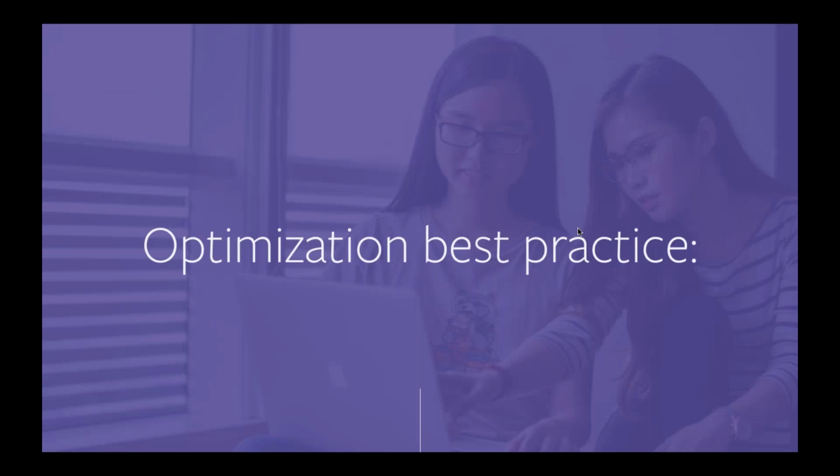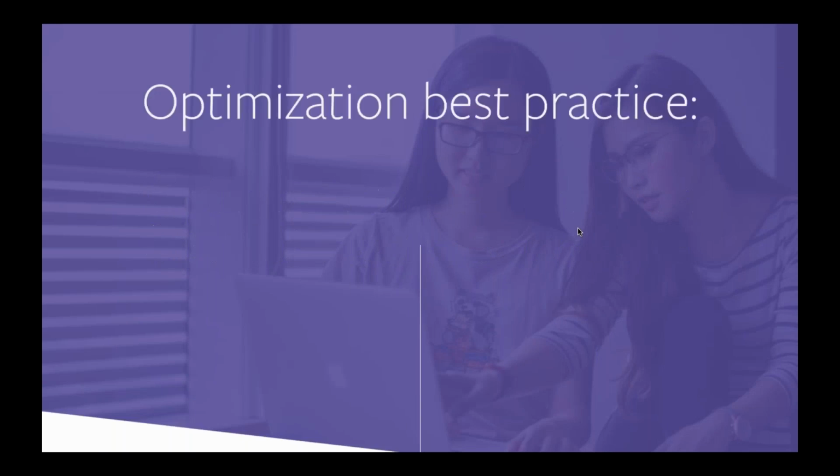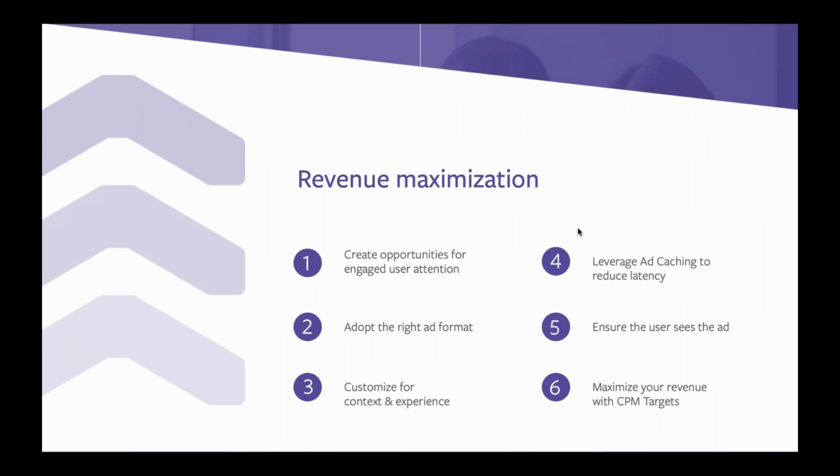So before we move on to the next topic, I know we've covered a lot so far, so please take a moment to recap on these strategies. The first, create opportunities for engaged user attention. So know the ad flow types and properly implement when to show them in your app journey. You want to adopt the right ad format. You want to always choose the format carefully to ensure that user experience is positive and that it's driving conversions. Customize for context and experience as well. So customize according to the policy guidelines as well. Keep that in mind.